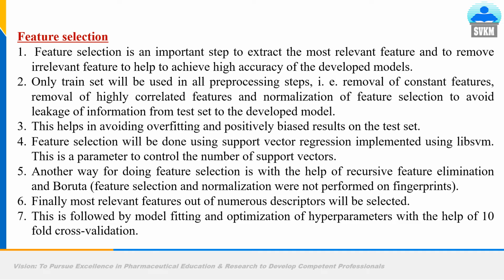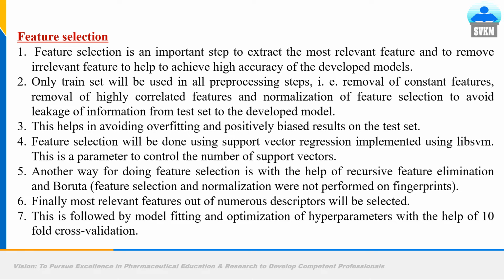Finally, the most relevant features out of numerous descriptors will be selected. For example, you have thousands of descriptors to describe any particular set of data compounds, but you will choose only those features which are signature or main features of particular anti-cancer drugs if you are going for a machine learning model for cancer treatment prediction. This is followed by model fitting and optimization of hyperparameters with the help of 10-fold cross validation.